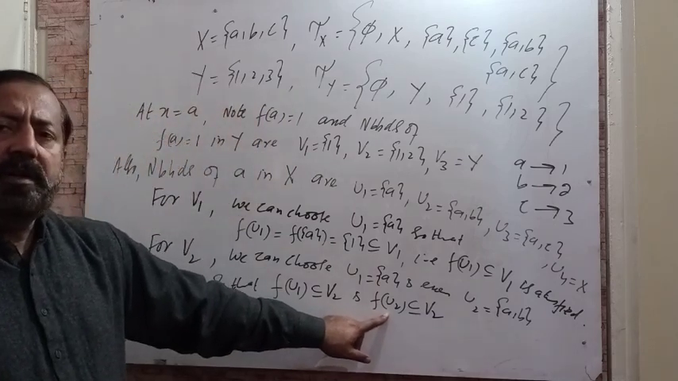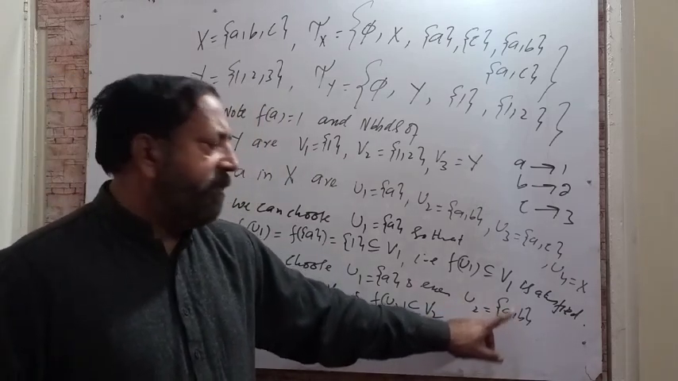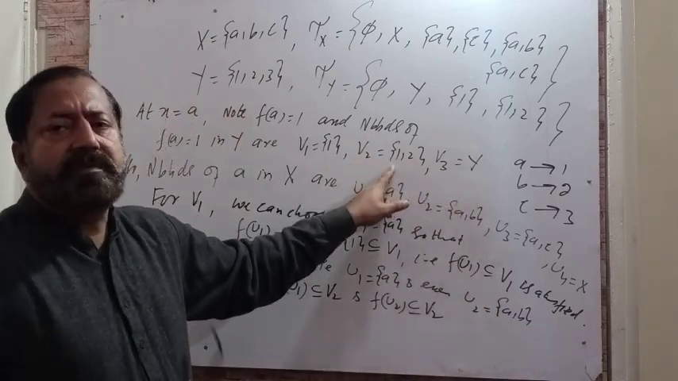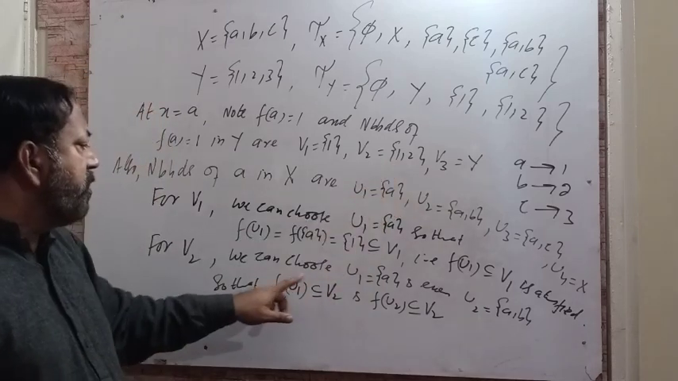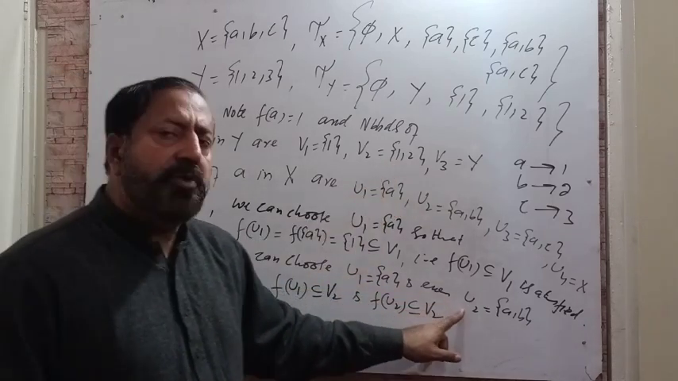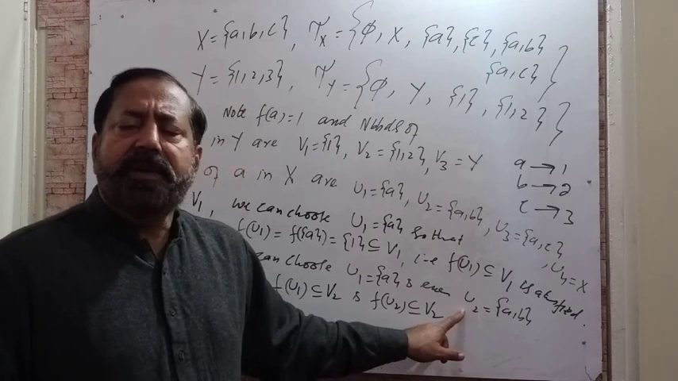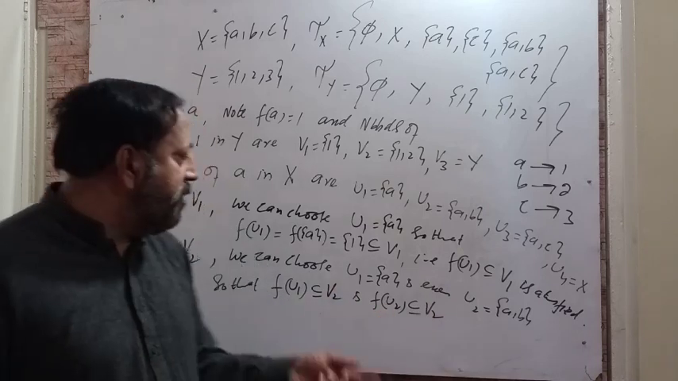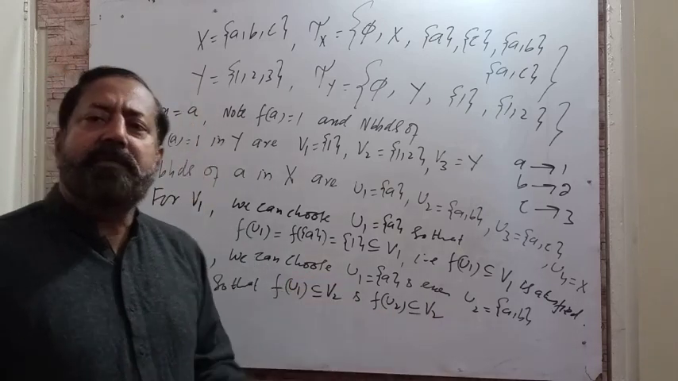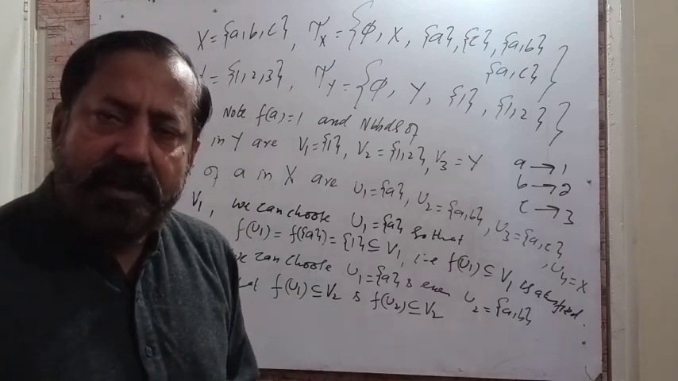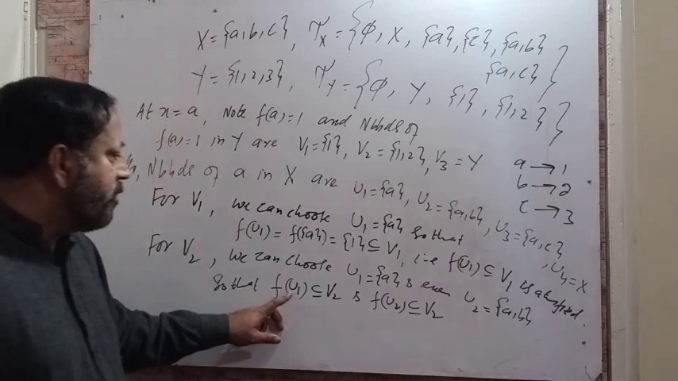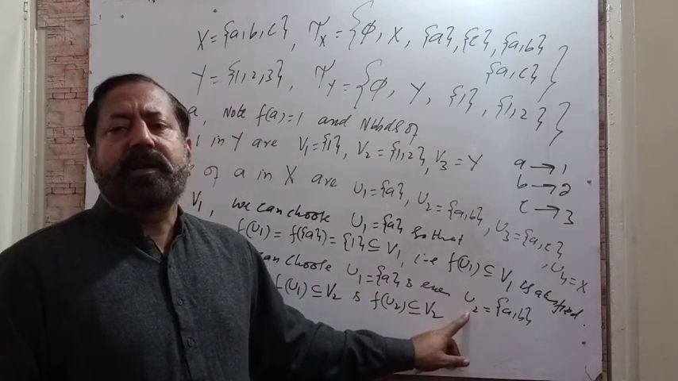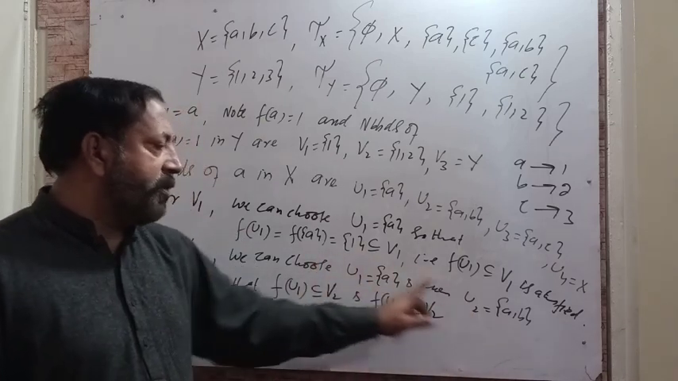f of U2 is {1, 2}, and {1, 2} is contained in V2 because V2 is {1, 2}. That's why you can choose U1 as well as U2. But we are not required to find more than one. We are required to find just one. So if you take U1 and U1 is surviving, that's why the definition is satisfied, right? But somehow I am showing that you can choose U1 and you can choose U2 as well, so that the definition is satisfied. So here you have two options.